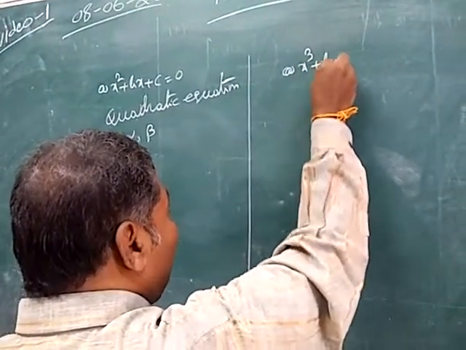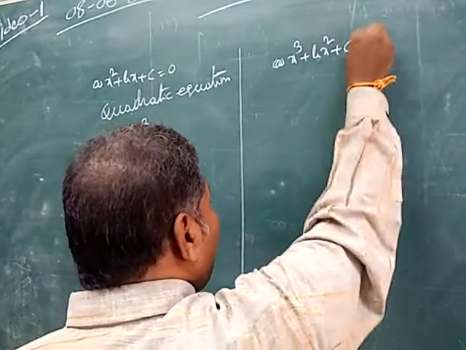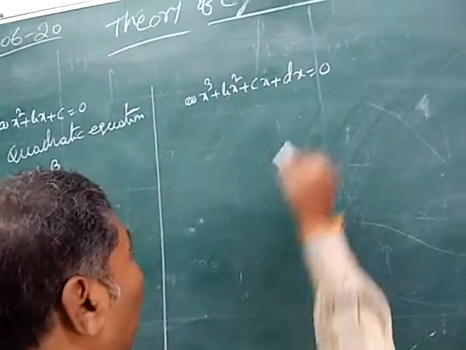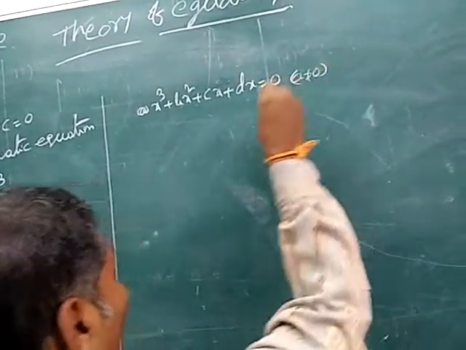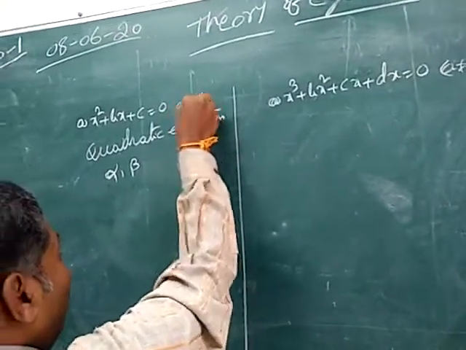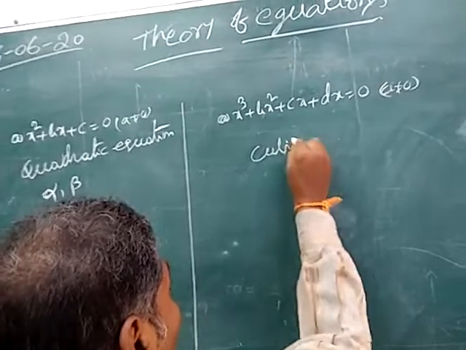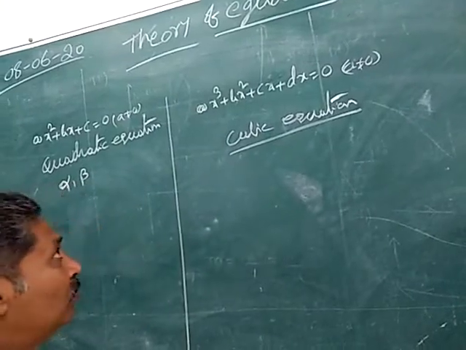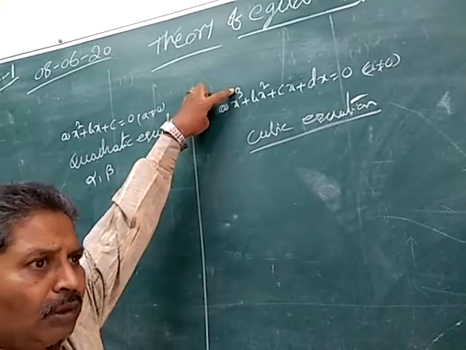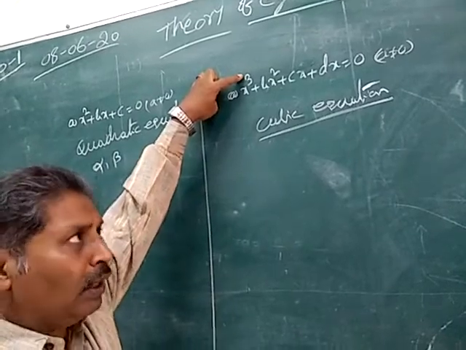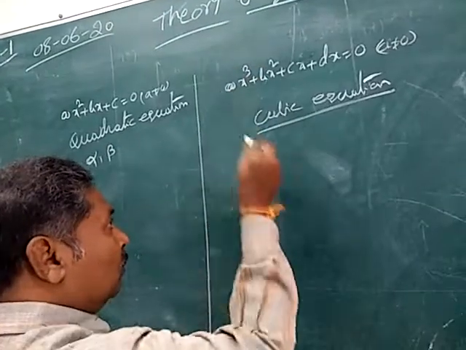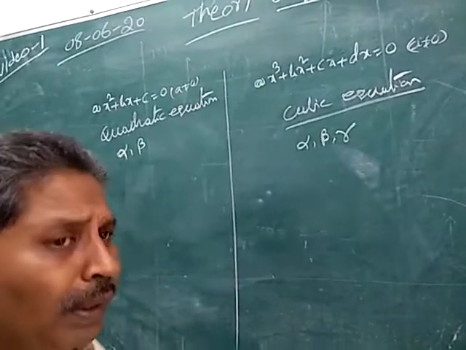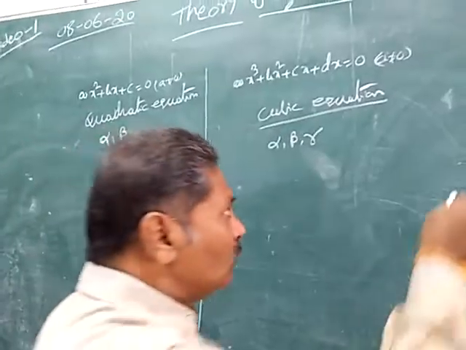Next, ax cube plus bx square plus cx plus d equal to 0, a is not equal to 0, is called a cubic equation. The highest power is 3, so it is called a cubic equation. It has three roots. Let them be alpha, beta and gamma.